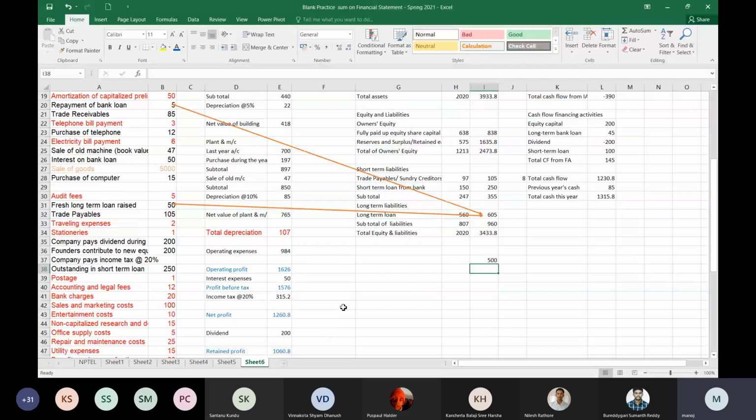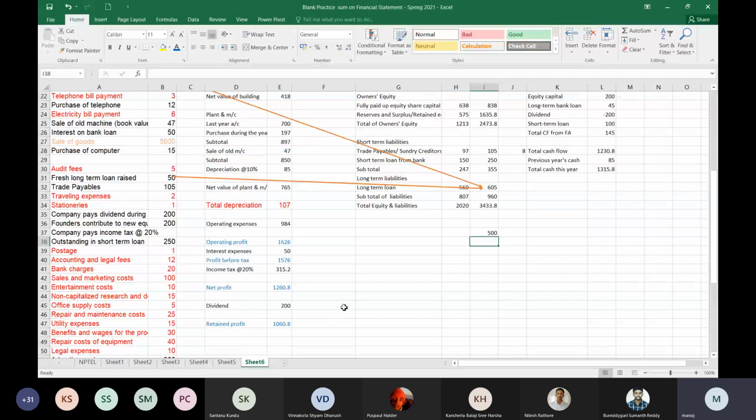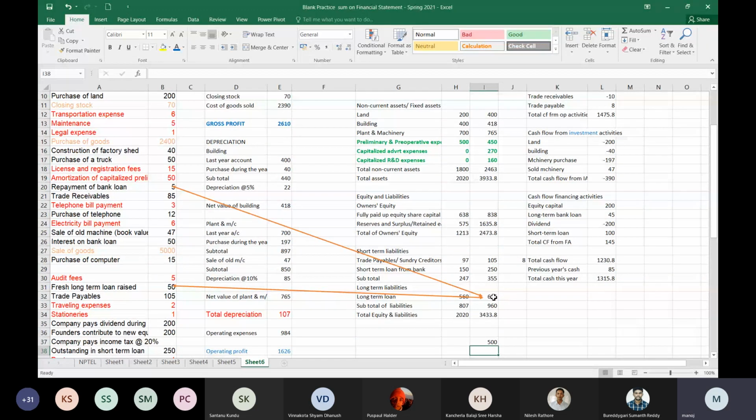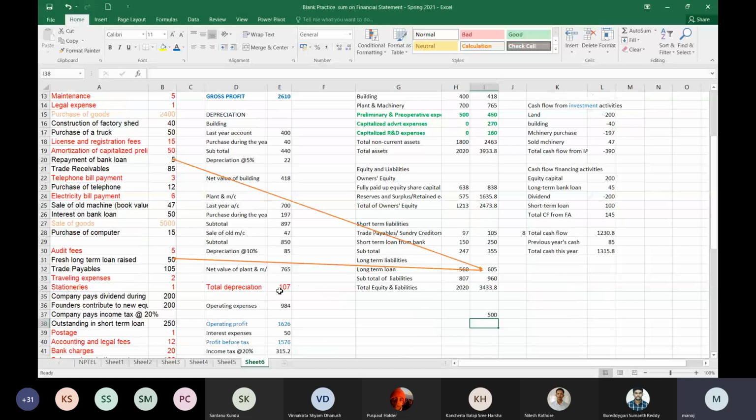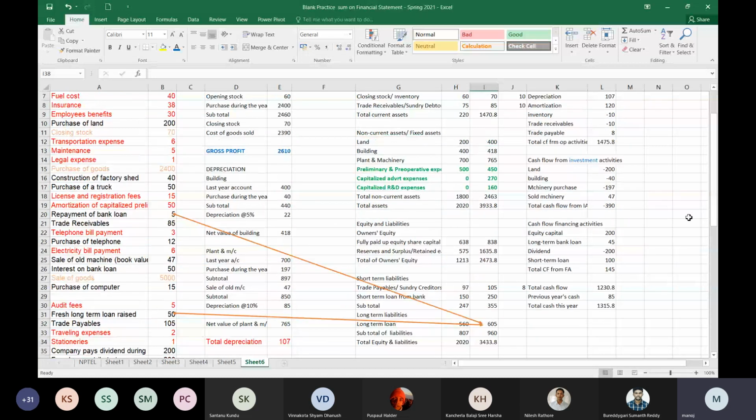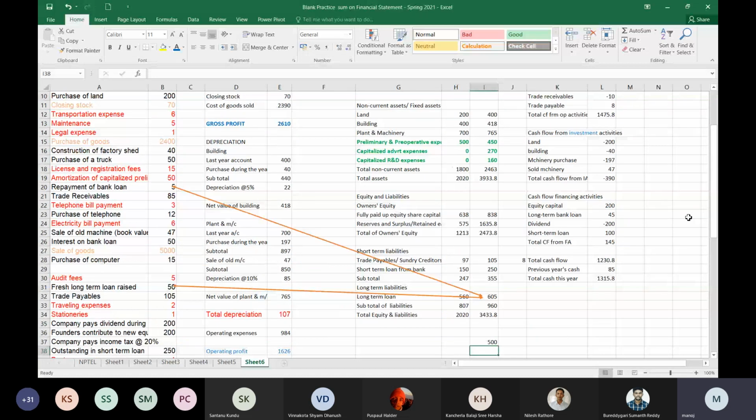So let us see where is this 500 thing. We made a mistake about 500 somewhere. Trade payable is right, subtotal is right, long-term loan is right, subtotal of liabilities. Did we make a mistake in cash flow statement anywhere? 500 rupees. Amortization is this. Depreciation is 107. Is the depreciation 107 only? Yes. Then dividend we have considered. Equity capital is 200. Long-term loan is right.